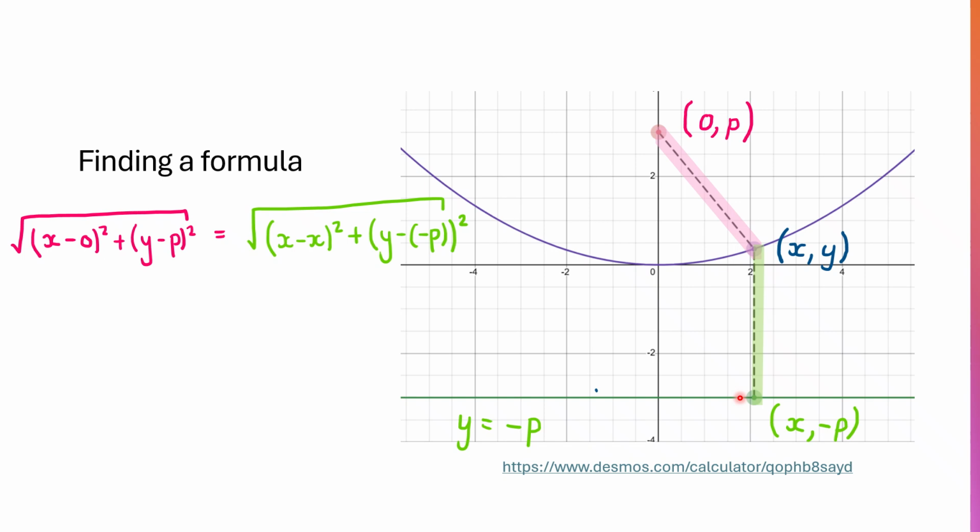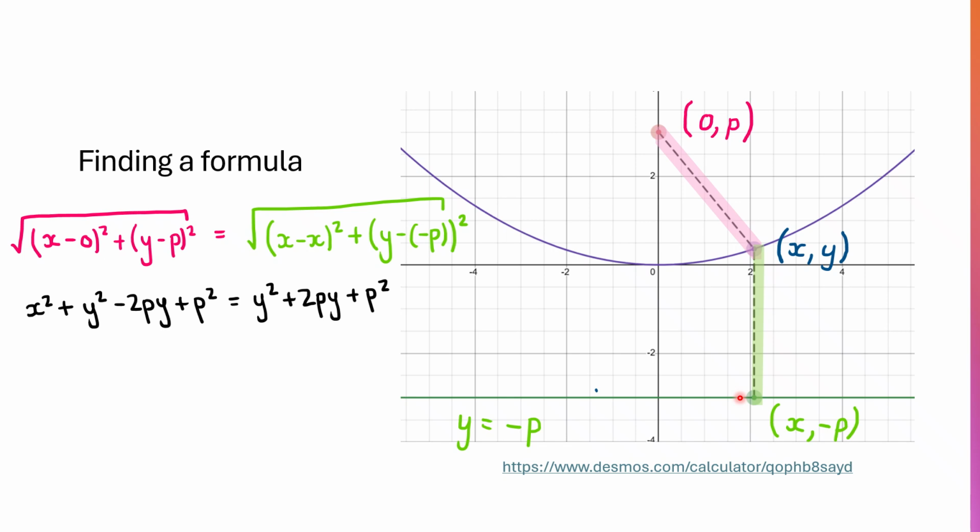Okay, so on the left, first thing that we can actually do is we have a square root equal to a square root. So let's get rid of the square roots and just square the left-hand side and the right-hand side. And then we can take a look at the brackets inside. (x minus 0) squared will just give us x squared, and (y minus p) squared gives us y squared minus 2py plus p squared. On the right, we have (x minus x) squared, which is just 0. And then we have to square (y plus p). This gives us y squared plus 2py plus p squared.